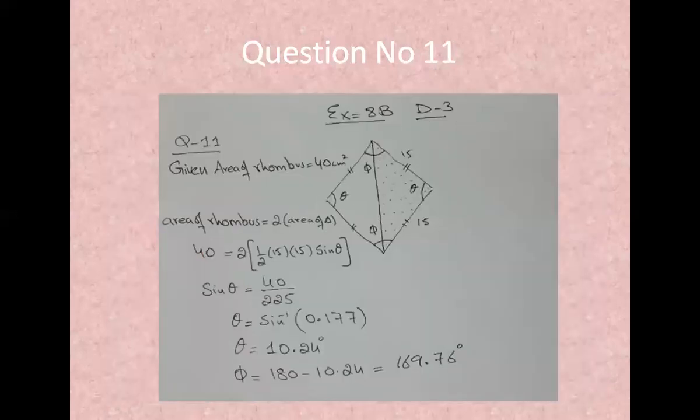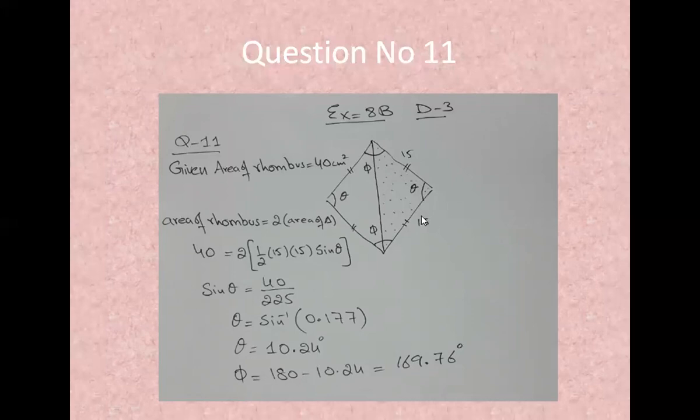Okay, so we are moving to the next question, and I'm reading from the book. The question says, given that the area of a rhombus is 40 centimeters square and that each side has a length of 15 centimeters, find the angles of the rhombus. So here you have a rhombus. In a rhombus, all 4 sides are of equal length. It has 2 diagonals, and one diagonal is longer compared to the other. So I want to find the angle between these 2 sides.